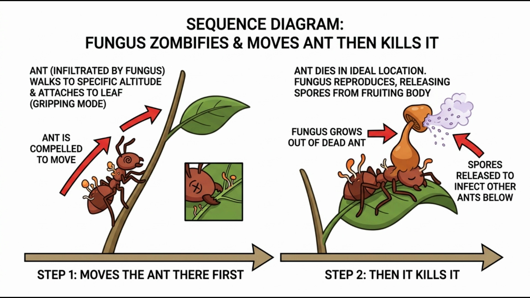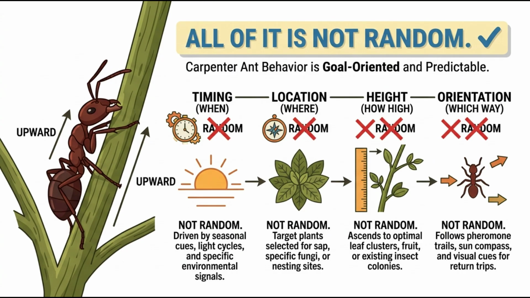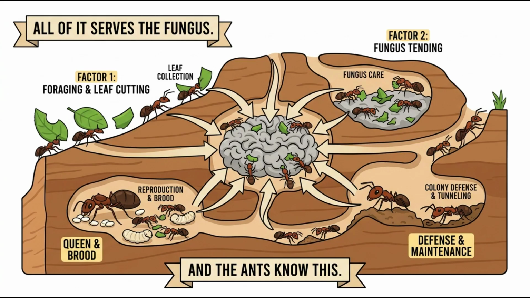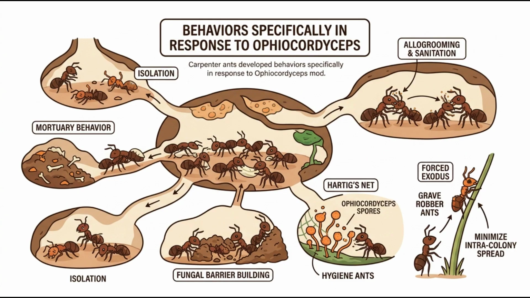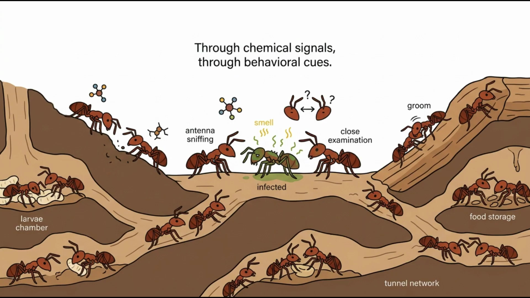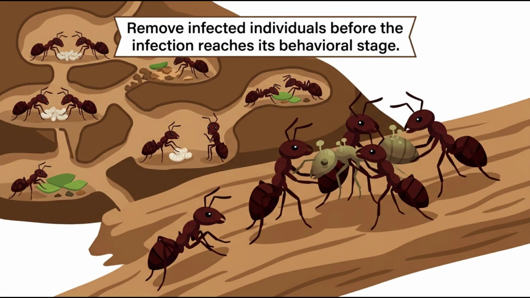The timing, the location, the height, the orientation, all of it is not random. All of it serves the fungus. And the ants know this. Carpenter ants have developed behaviors specifically in response to Ophiocordyceps. They recognize infected nestmates through chemical signals, through behavioral cues, and they remove infected individuals from the colony before the infection reaches its behavioral stage.